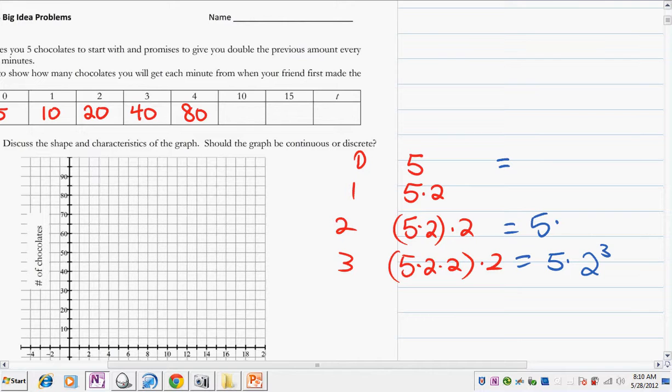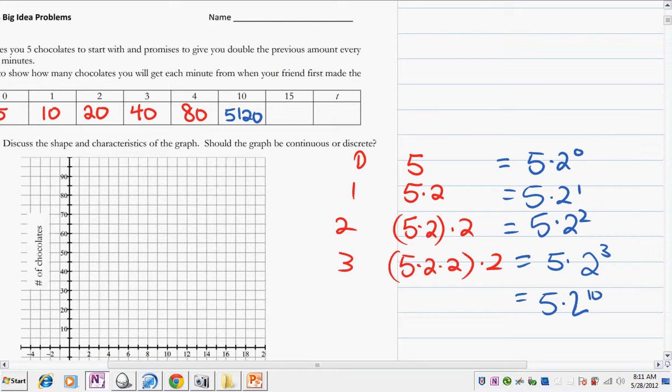This is 5 times 2 squared. 5 times 2 to the first. You might think of this as 5 times 2 to the 0. 2 to the 0 is just 1. So the general pattern, if I want to get 10, I'm guessing would be 5 times 2 to the 10th. And what's that? 5 times 2 raised to the 10th is 5,120. And what about to the 15th?